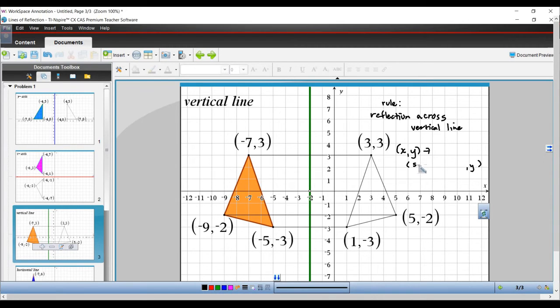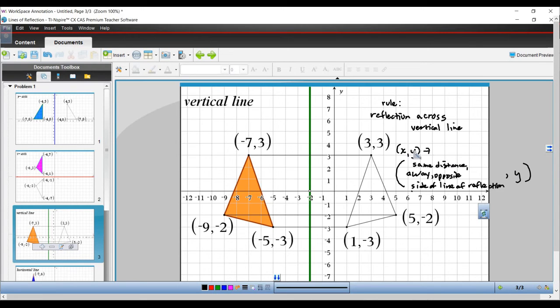All right, so it's going to be the same distance away, but on the opposite side of the line of reflection. Wow, that really is not great to see, is it? All right, how about if I write it like that?